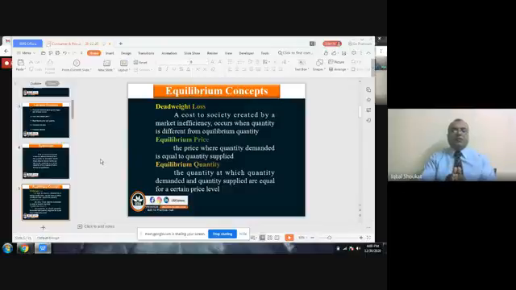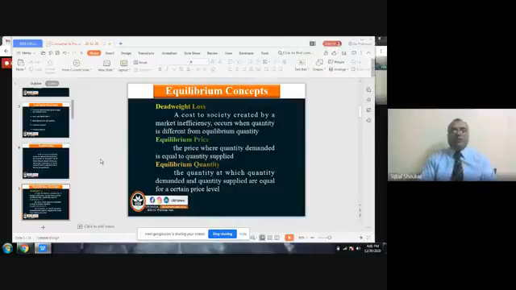Then, what is the equilibrium price? The price which will be determined by the forces of demand and supply, where the consumers are willing to buy and producers are willing to sell, that is known as the equilibrium price. Or in simple words, we can say that the price level which will be settled by the forces of demand and supply, or by the bargain process in the market, that is known as the equilibrium price.